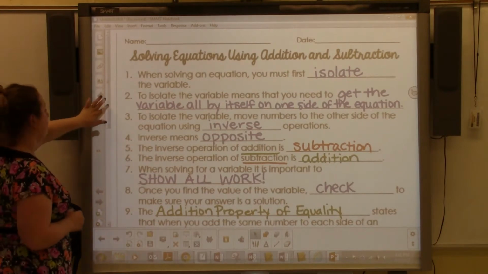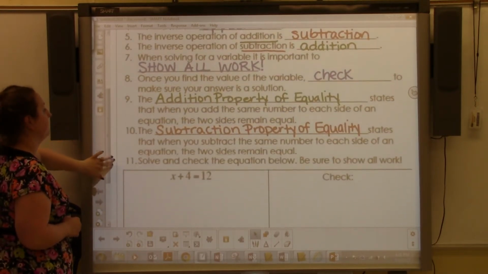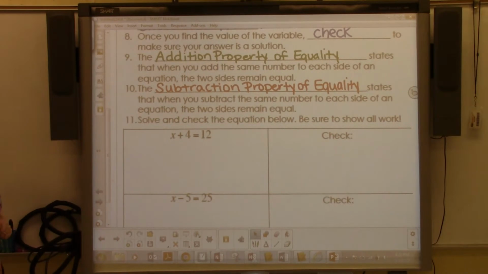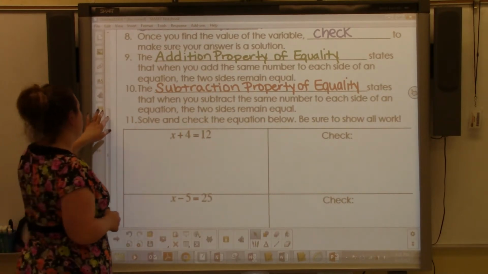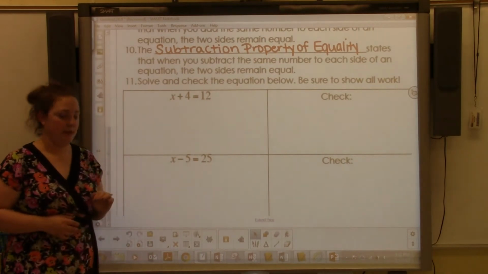The addition property of equality states that when you add the same number to each side of an equation, the two sides remain equal. Very similarly, the subtraction property of equality states that when you subtract the same number from each side of an equation, the two sides will remain equal. So if we add the same thing to both sides, it's still equal, and if we subtract the same thing from both sides, it's still equal. So let's try a couple of examples, and we'll show you what we mean.